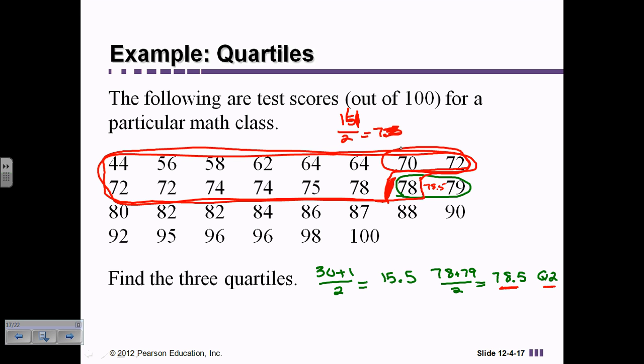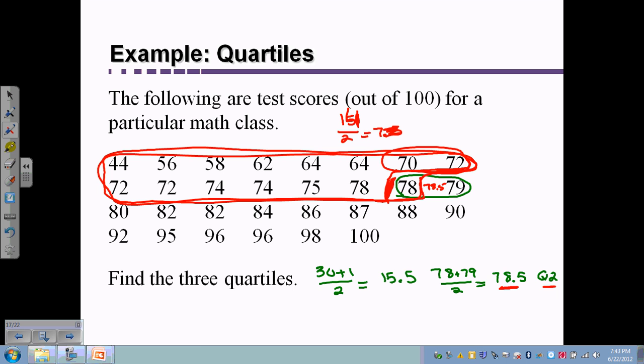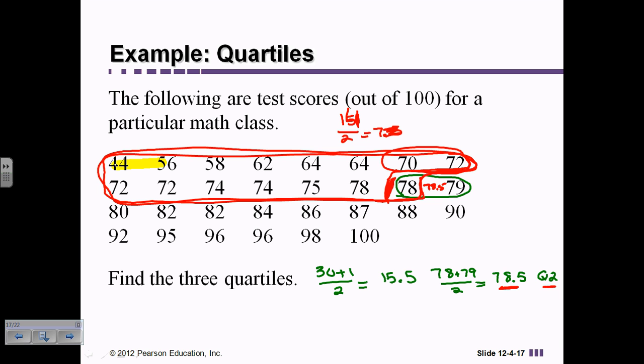To find quartile 1, we're going to look at these numbers that are outlined in red here. Let's get a highlighter. We're going to look at these numbers right here, and there are 15 of those numbers. So we're going to do 15 plus 1 divided by 2, which is 8. So the 8th position over is 72. So 72 represents quartile 1.